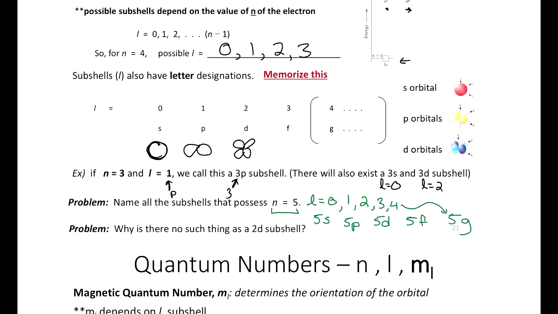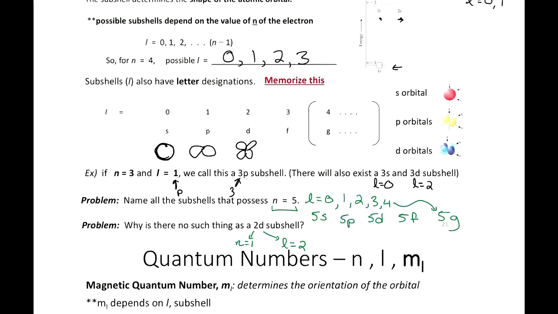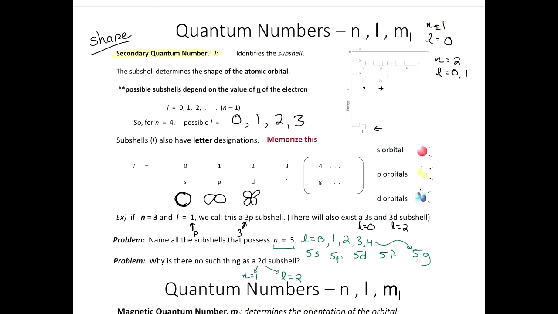Why is there no such thing as a 2d subshell? 2 implies that n equals 2. D implies what? L is equal to 2. Is that possible? No, it's not. The minimum n that we can have to have a d subshell is actually an n equals 3. So 3d is where your d subshell starts. Okay, so that is your secondary quantum number.